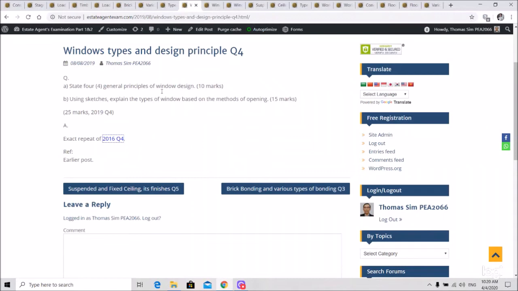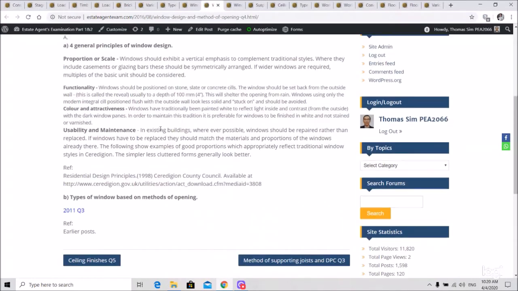So here, the first one, state 4 general principles. The 4 general principles are quite simple. Just how much you want to open, because your window is for light to come in and wind to come in for ventilation. So how wide you want to open. The function is allowing ventilation and light, and also, in our weather, to control rain from coming into the house.